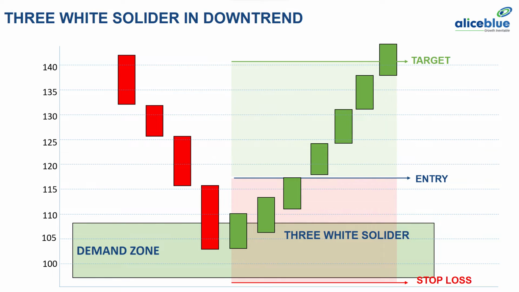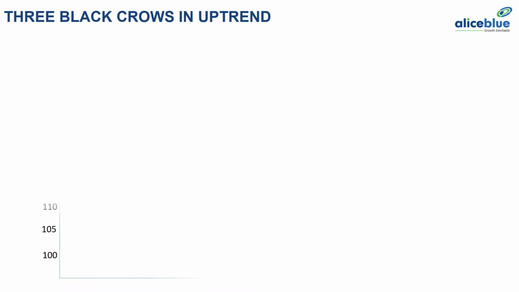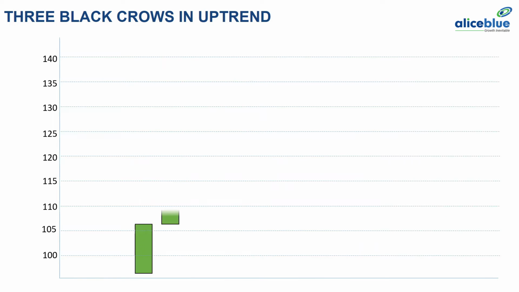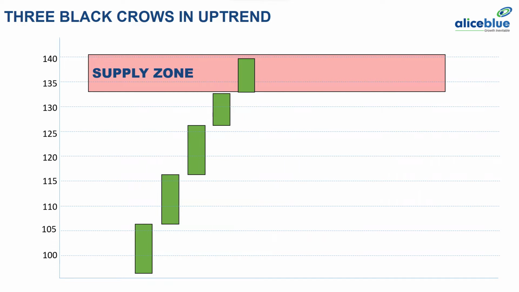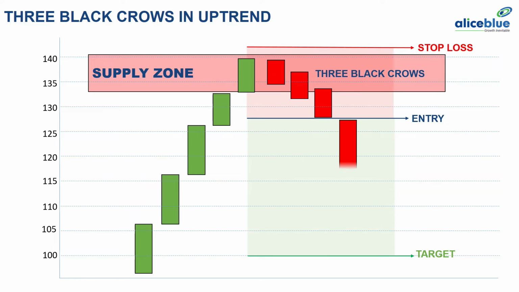Now we can see the three black crows candlestick formation in the uptrend. You can see the price is completely in an uptrend, which means the price is going from a lower level to a higher level. At the higher level, we spot a supply zone. From the supply zone, we can expect a price rejection from a higher level to a lower level. For that, we need a strong confirmation, which means a three black crows candlestick formation from that level. You can see there is the three black crows candlestick formation. If the low of the third candle is broken, there is our entry. The swing high will be our stop loss, and the bottom level support or the bottom level demand zone will be our target. Hope you all understand the three white soldiers and the three black crows candlestick formation.